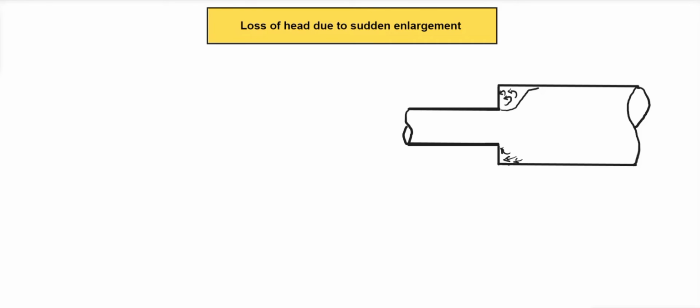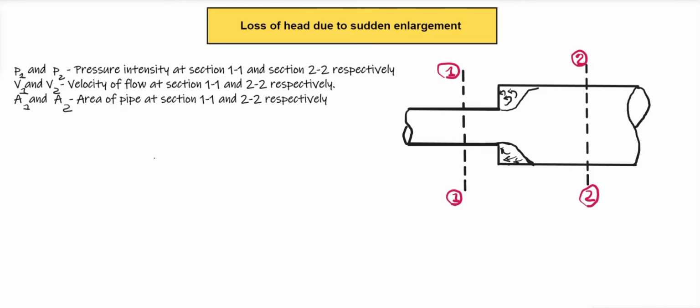Now here we are considering two sections, the section 1-1 and section 2-2. Section 1-1 is before enlargement and section 2-2 is after enlargement. P1 is the pressure intensity at the section 1-1. P2 is the pressure intensity at section 2-2. V1 and V2 are the velocity of flow at section 1-1 and 2-2, and A1 and A2 are the area of pipe at section 1-1 and 2-2.